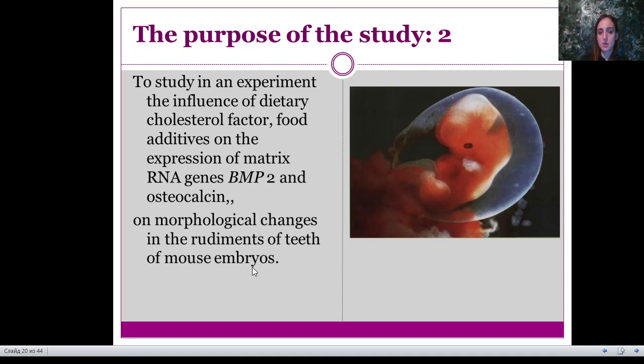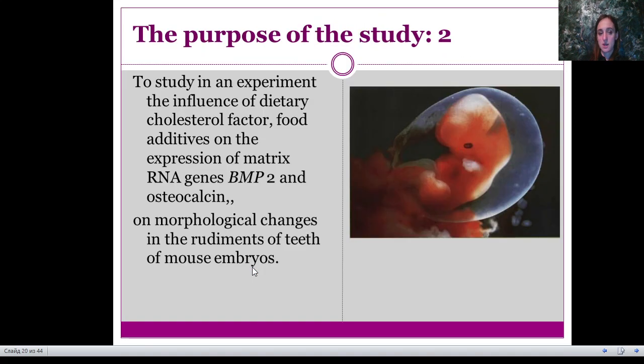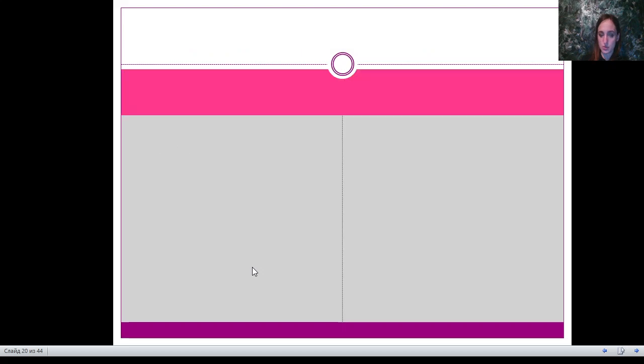And the purpose of the study is to study in experiments the influence of dietary cholesterol factor and food additives on the expression of matrix RNA, and on morphological changes in the rudiments of the teeth of mouse embryo. So look again. So these nutritional supplements, and we can have some changes in the future. For example, in this article, it's rudiments of the teeth of mouse embryos.